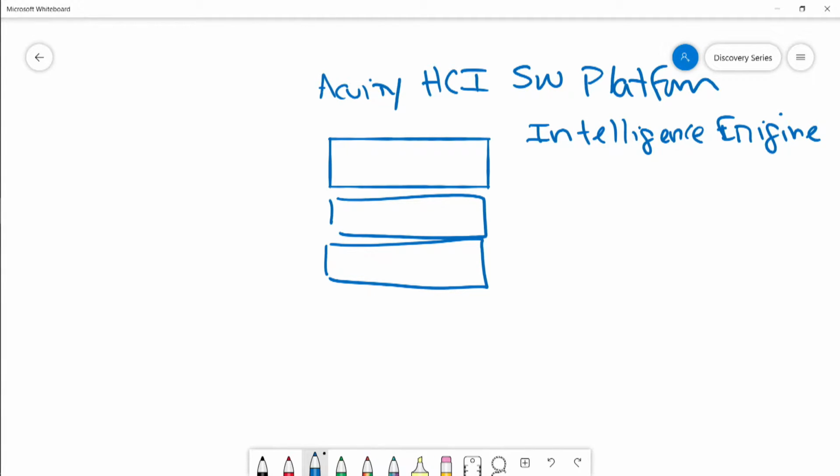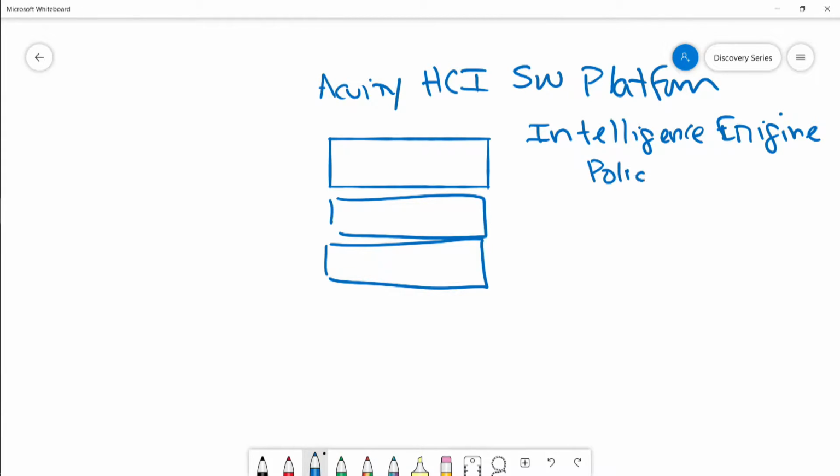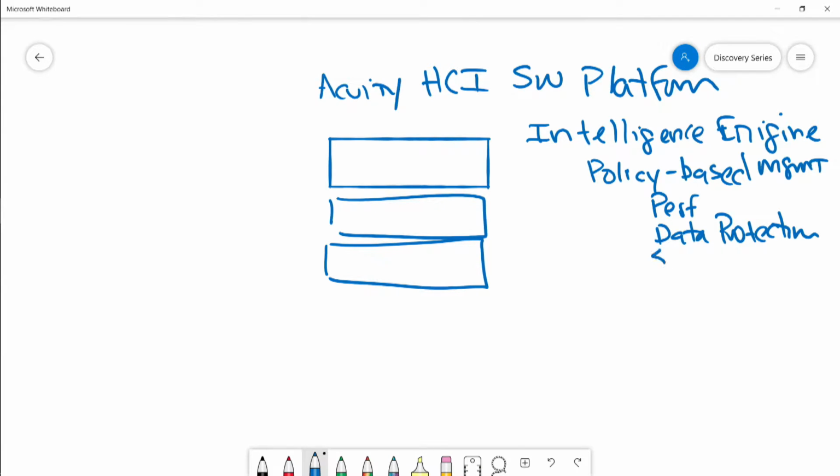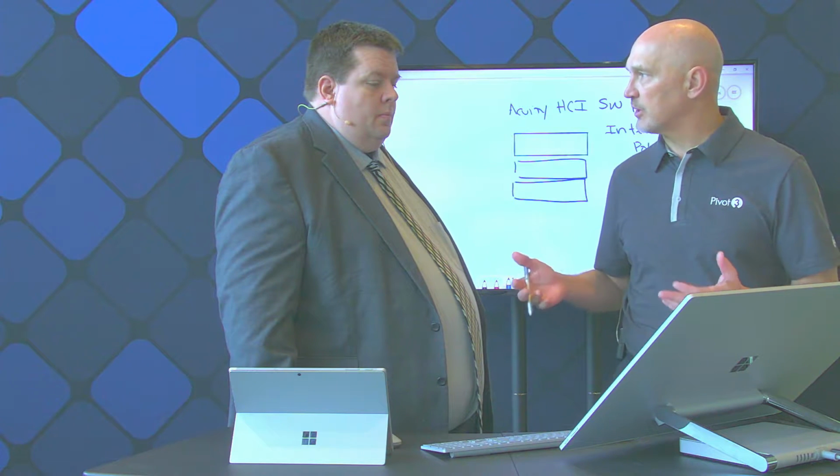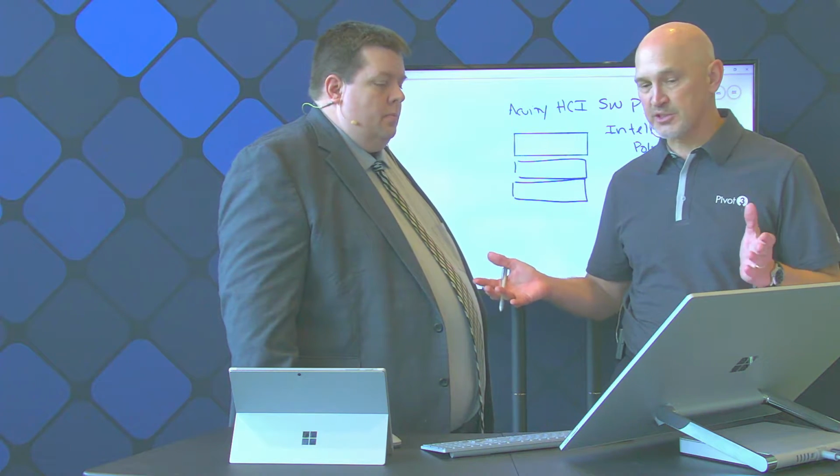And the intelligence engine is based upon some core tenets or principles, if you will. It uses policies. So it uses a policy-based management paradigm to manage performance, manage data protection, and manage security. So from a performance standpoint, for example, we really simplify what can be a complex task of managing performance and prioritizing performance to customers' most critical business applications.